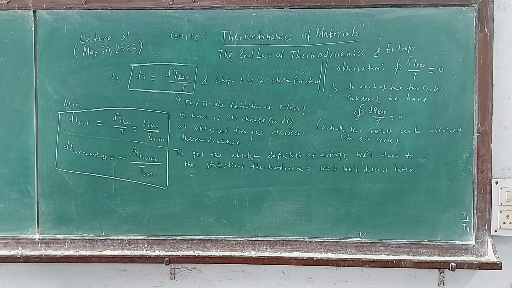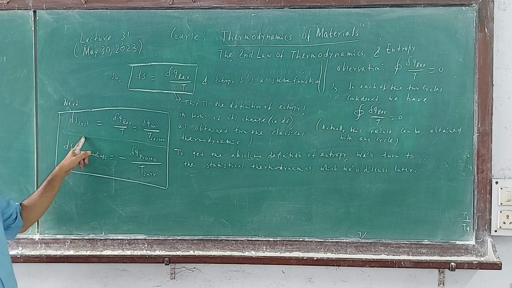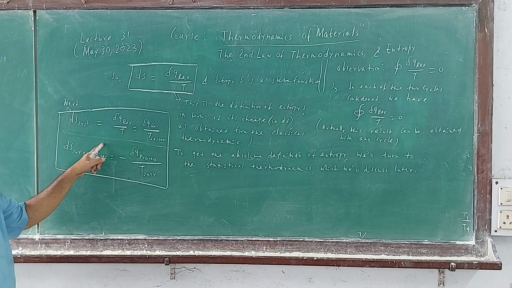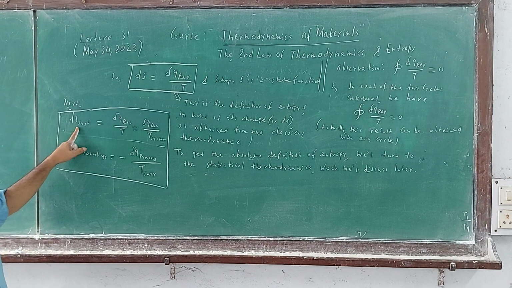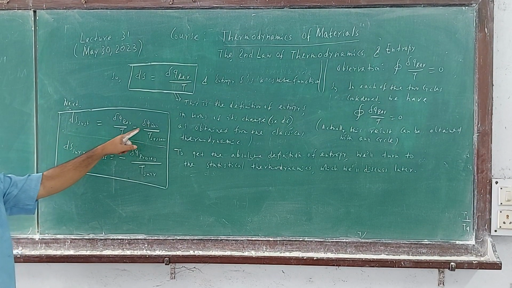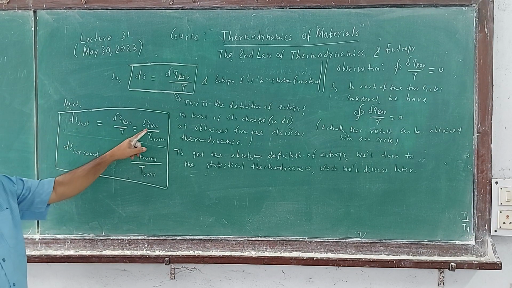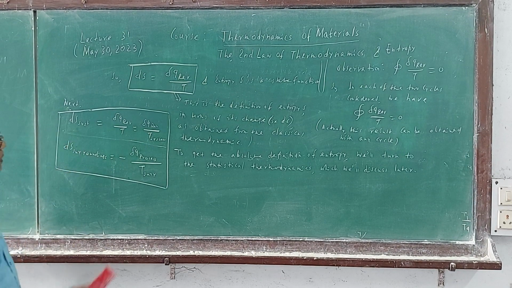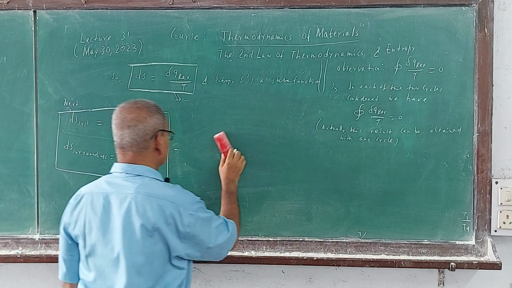Very important. So dS system and dS surroundings. See why? What does it mean? This definition of dS system, dq reversible by T system, is applicable to irreversible processes also. How do you get dS system for an irreversible process? You will say that the answer is that it is a state property. Okay, you follow this. I'll take an example. dq reversible is added. But for irreversible, remember, entropy is a state property.